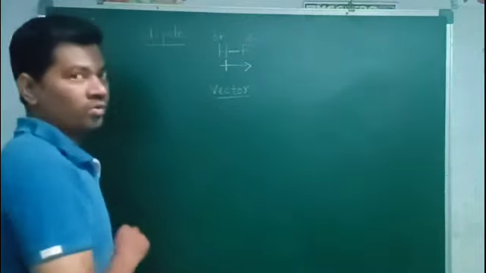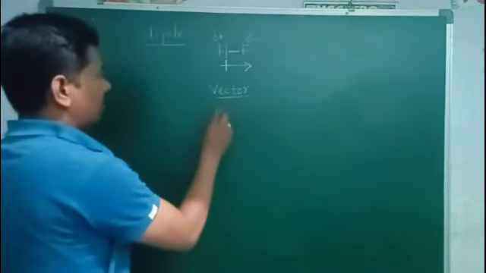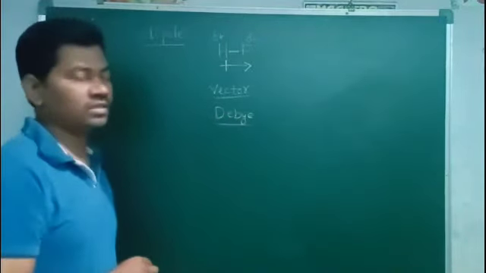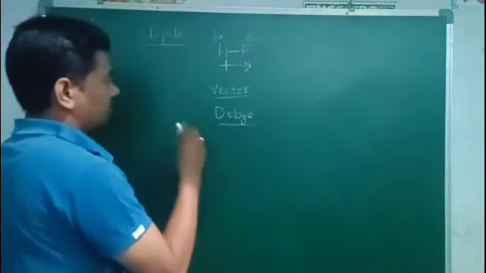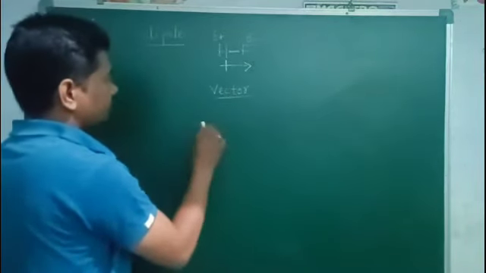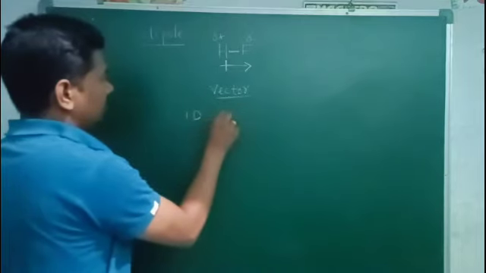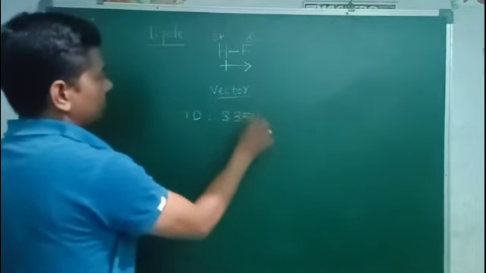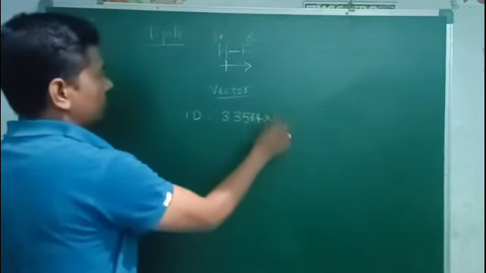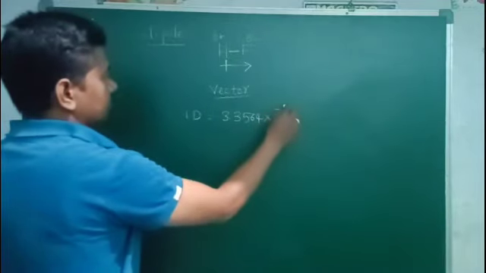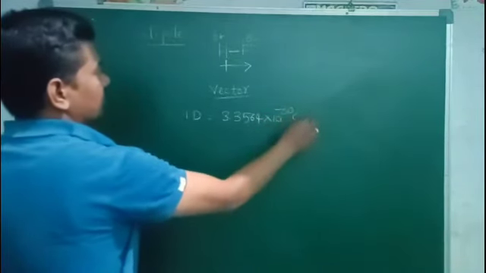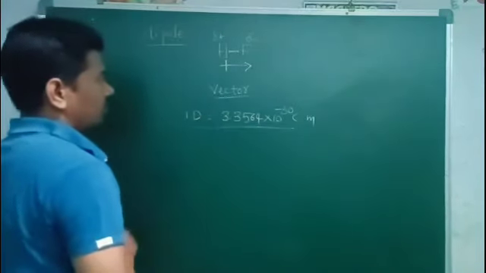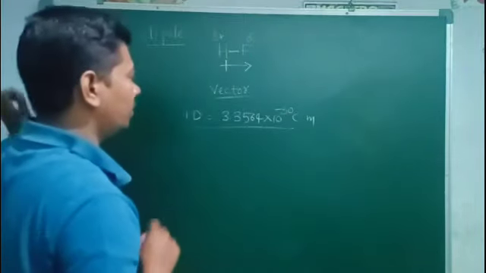Here the dipole moment unit is Debye. It is called Debye. 1 Debye is equal to 3.3564 into 10 to the power of minus 30 coulomb meters. So this is the value for 1 Debye.